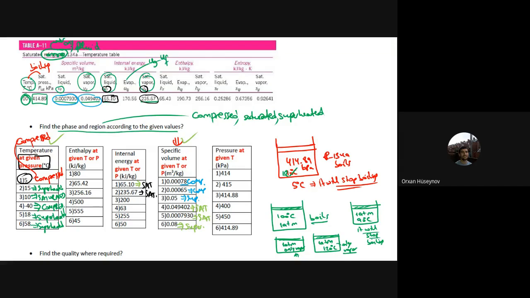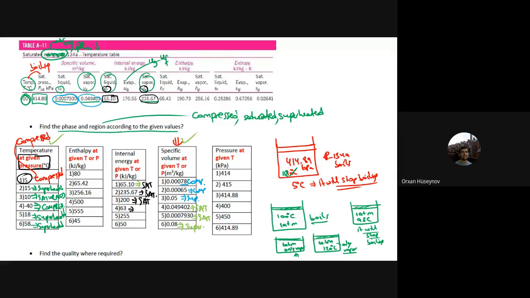Now comes the third one. Which region is this one? Let's see your answers. Saturated. Yes, most of the people are right. They have the saturated. And what about the fourth one? 63. Yes, let's see your values.